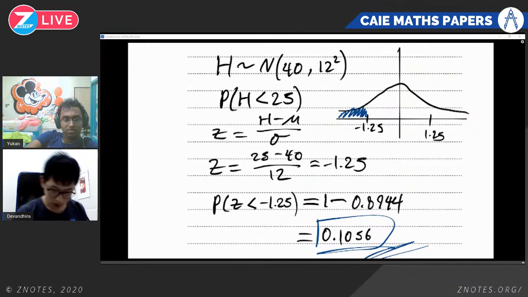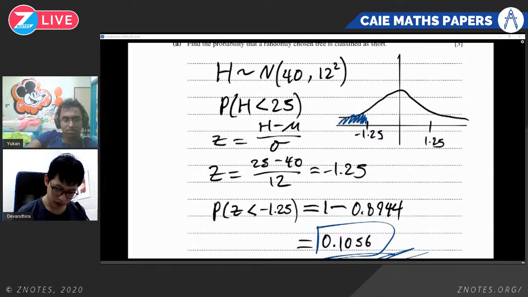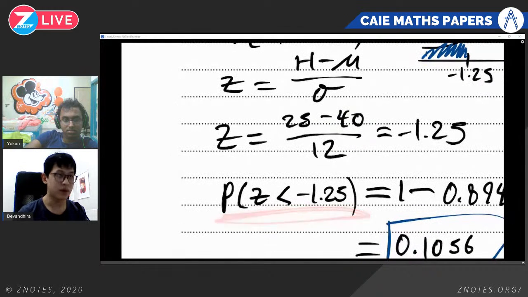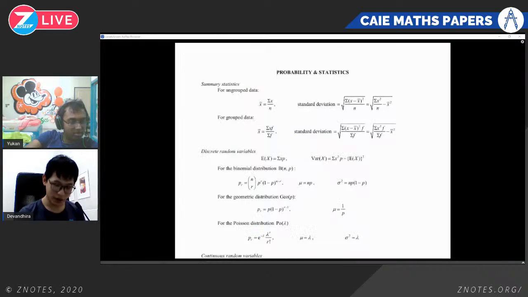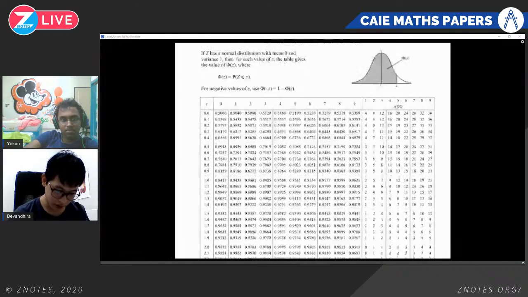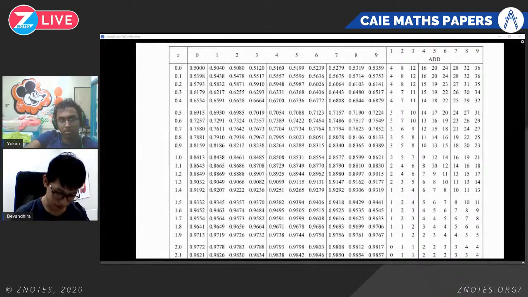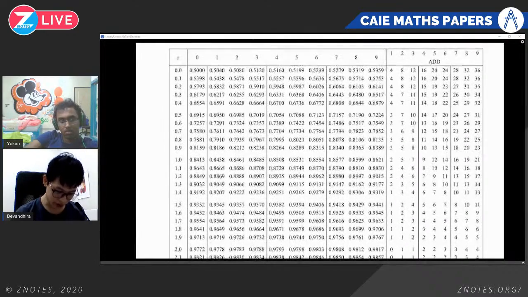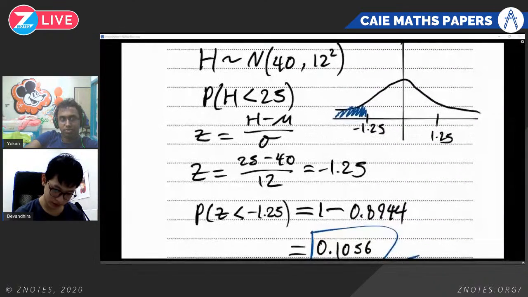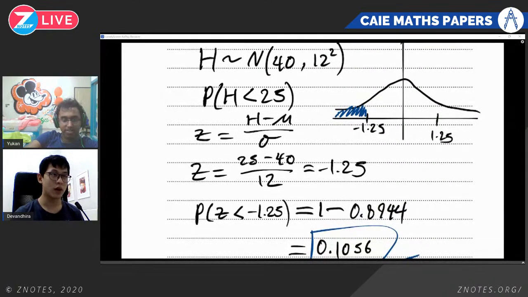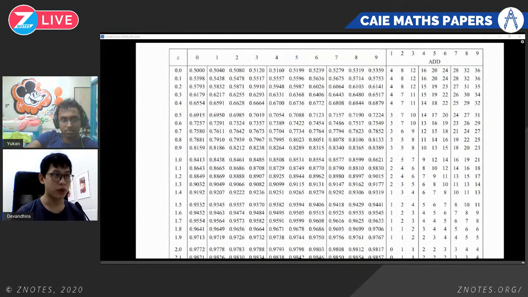So how can you find this value right here? You can use your table in the formula sheet. Exactly. It's our best friend after all, and we look for negative 1.25. But all the values here are positive. There's no negative 1.25. So how can you find it? Well, because the graph is symmetrical, your positive value would just be 1 minus the negative value. Exactly.